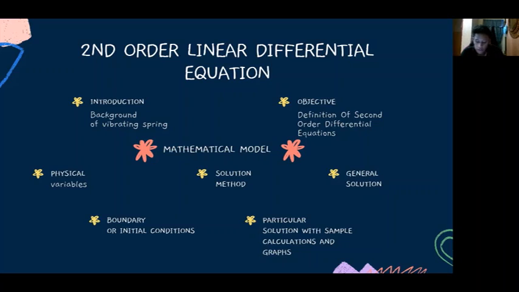Next, the particular solution. In this topic, our discussion focuses on linear ordinary differential equations of second order. The discussion begins with the classification of the equation and is followed by the concept of linear dependence and independence. We further discuss the solution of linear homogeneous and non-homogeneous differential equations in the form of an exponential function, which is also the characteristic of the solution of linear differential equations of first order.